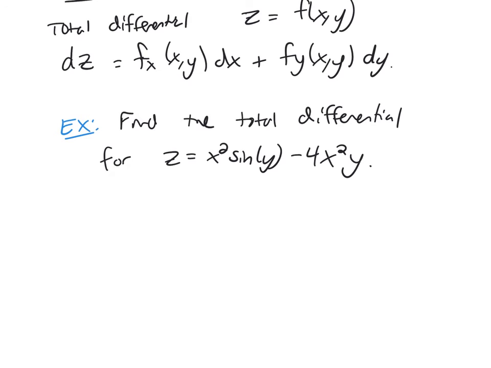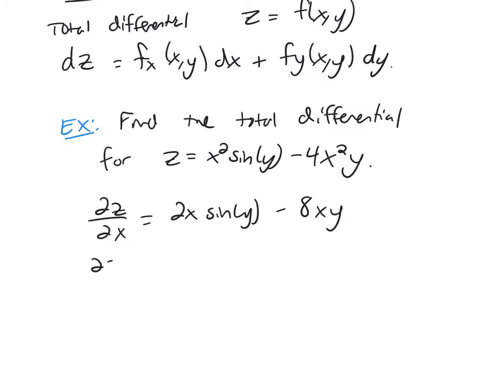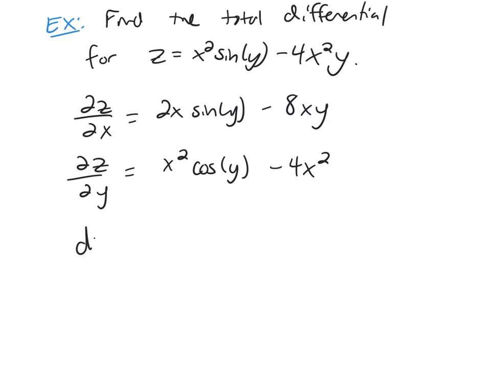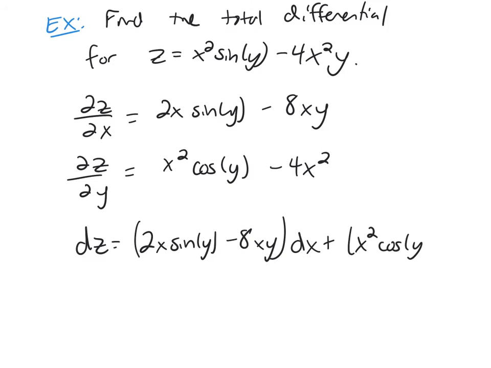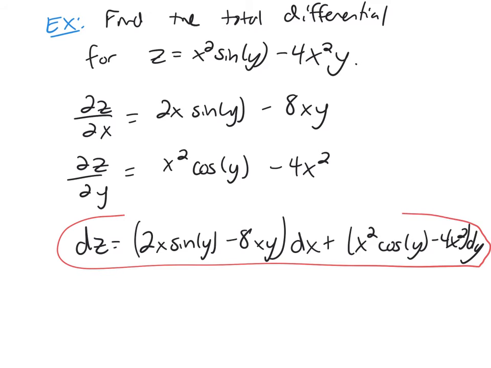So here you're going to take the partial of z with respect to x. You'll get 2x sine y minus 8xy. And the partial of z with respect to y will be x squared cosine y minus 4x squared. So then your total differential dz would be 2x sine y minus 8xy all times dx plus x squared cosine y minus 4x squared dy. And there would be my total differential.